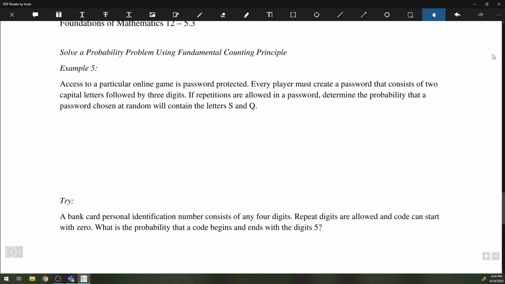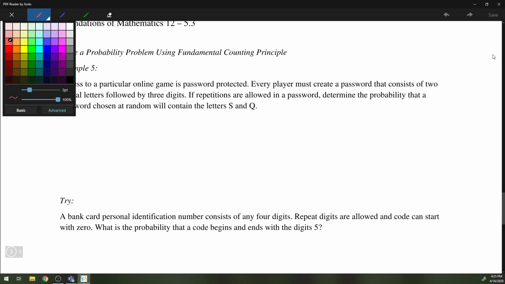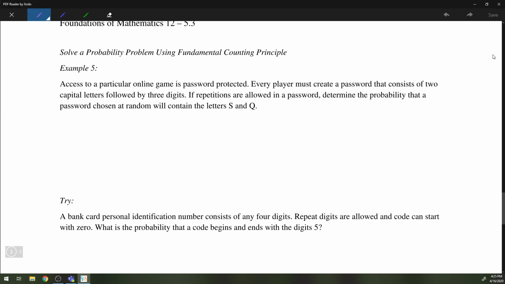Moving on. So example number 5, and these are questions about just using the factorial notation more than anything else. It says here there's an online game that's password protected, 2 capital letters followed by 3 digits. That's the format of passwords. So what is the probability that the password contains S and Q? Let's look at that together.